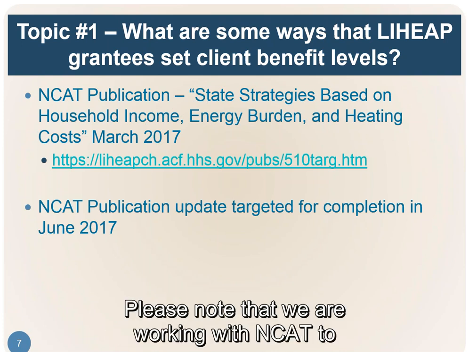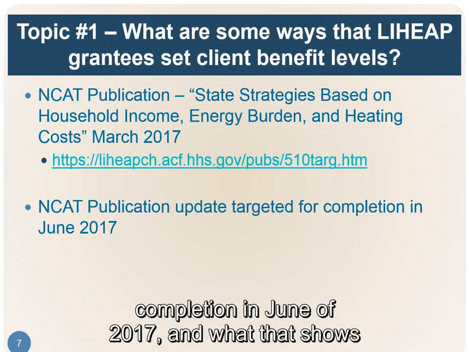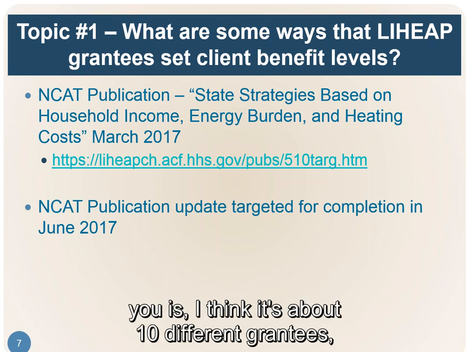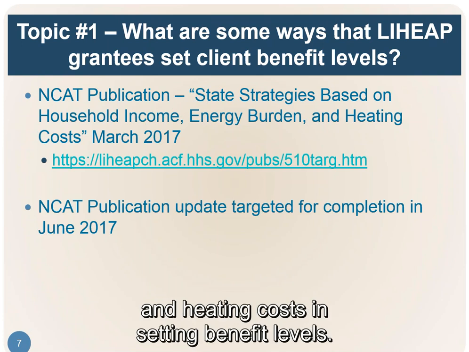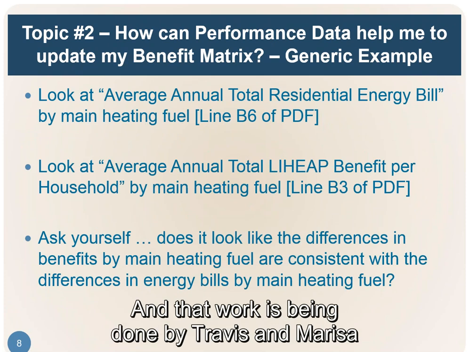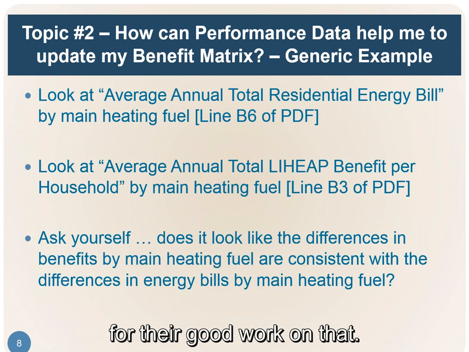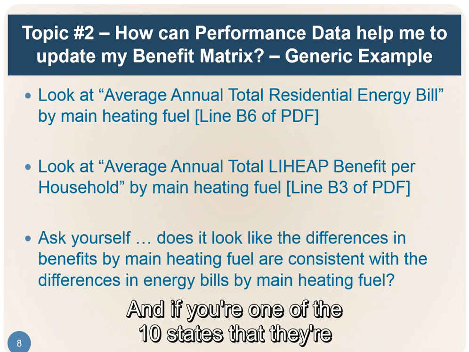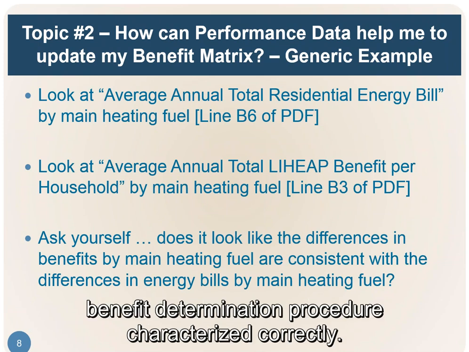Please note that we are working with NCAT to update that publication, and that's targeted for completion in June of 2017. What that shows you is about 10 different grantees and the different approaches that they use for taking account of household income, energy burden, and heating costs in setting benefit levels. And that work is being done by Travis and Marisa at the Clearinghouse, and we thank them for their good work on that. If you're one of the 10 states that they're looking at, they may be calling you up to clarify or to verify that they have your benefit determination procedure characterized correctly.